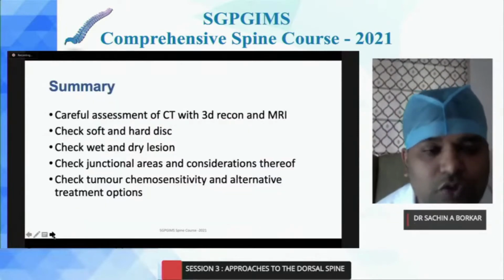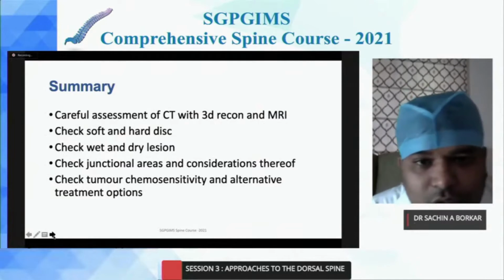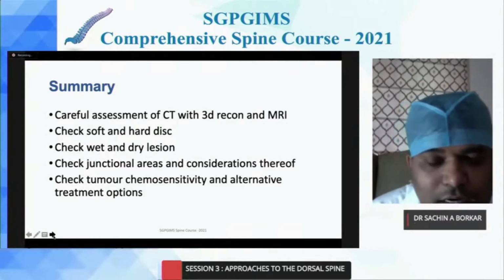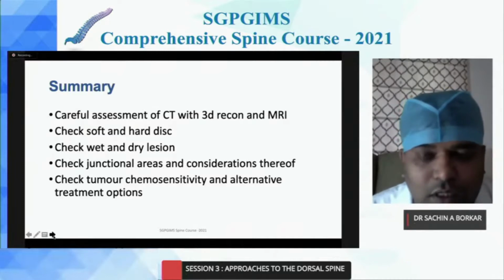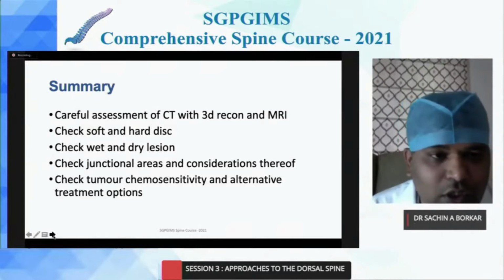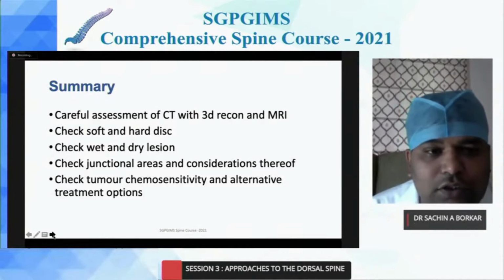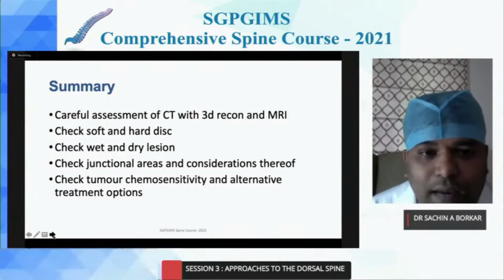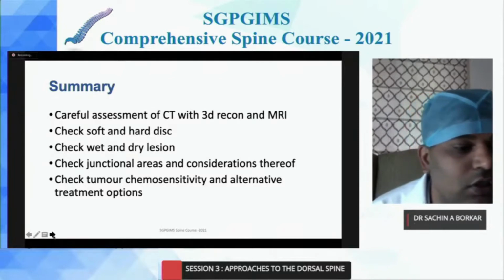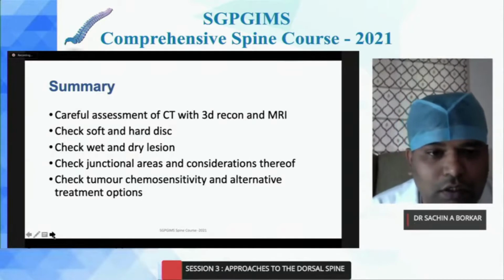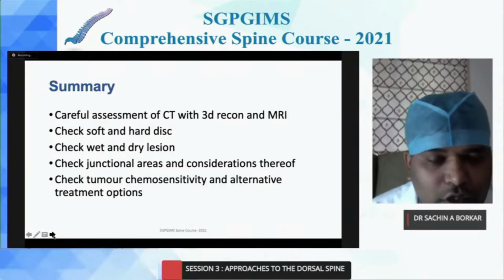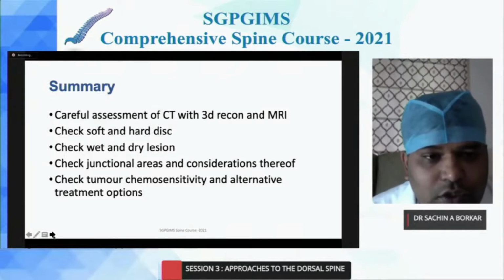So to summarize, careful assessment of CT scan with 3D reconstruction and MRI are the prerequisite for any dorsal spine pathology, pre-surgical evaluation. Always check the soft and hard disc because the approaches are different and the difficulty level encountered is different. Check whether it's a wet lesion or a dry lesion, because dry lesions are difficult to treat, obviously that requires a lot of releases. Wet lesions are easier to correct.